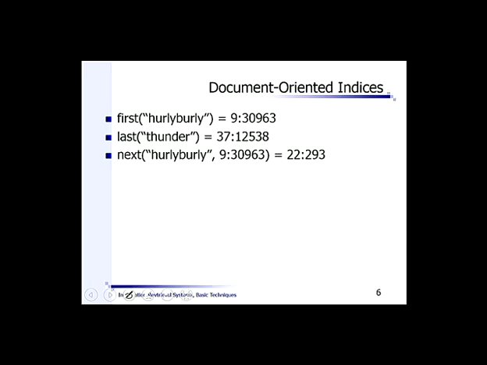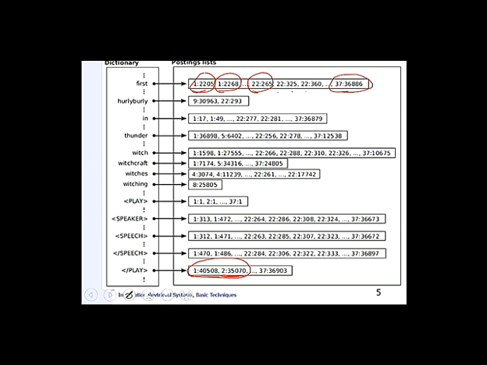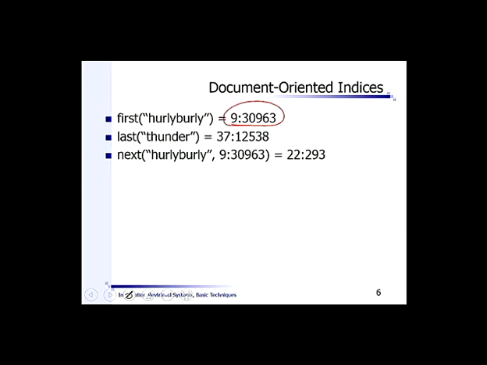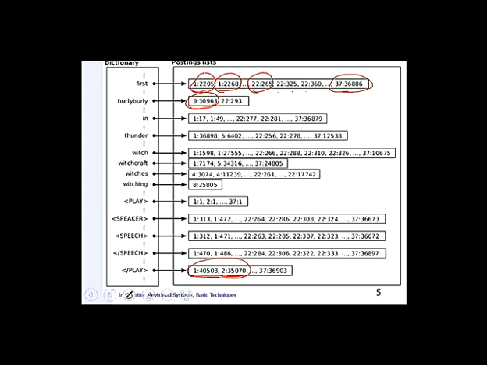So now if I call first("hurly-burly"), it will return 9, 30963. Hurly-burly, where's hurly-burly? Yeah, here. So the first occurrence of hurly-burly is in document 9 at position 30963, and if I call the method last("thunder"), it will return 37, 125338. Thunder, where is thunder? The last occurrence is in document 37 at this position, and so on and so forth.